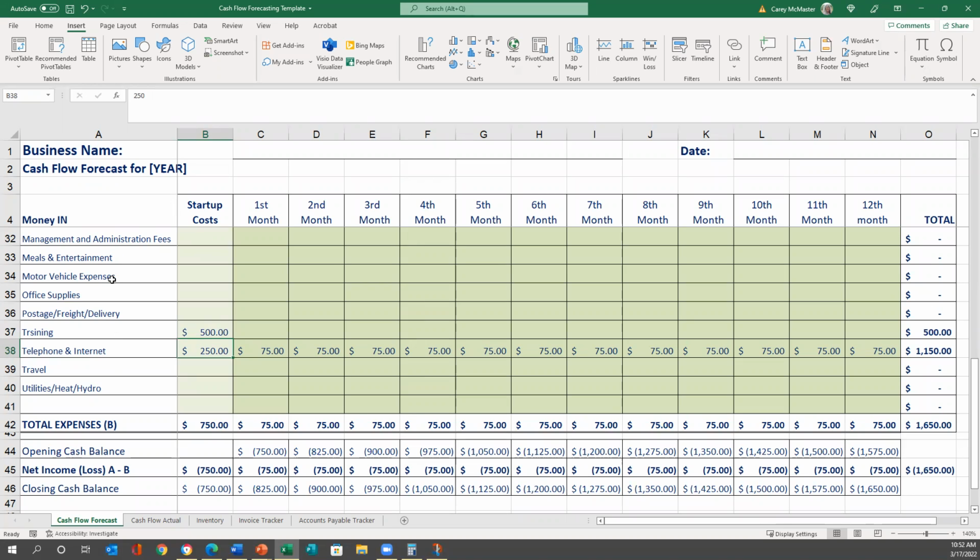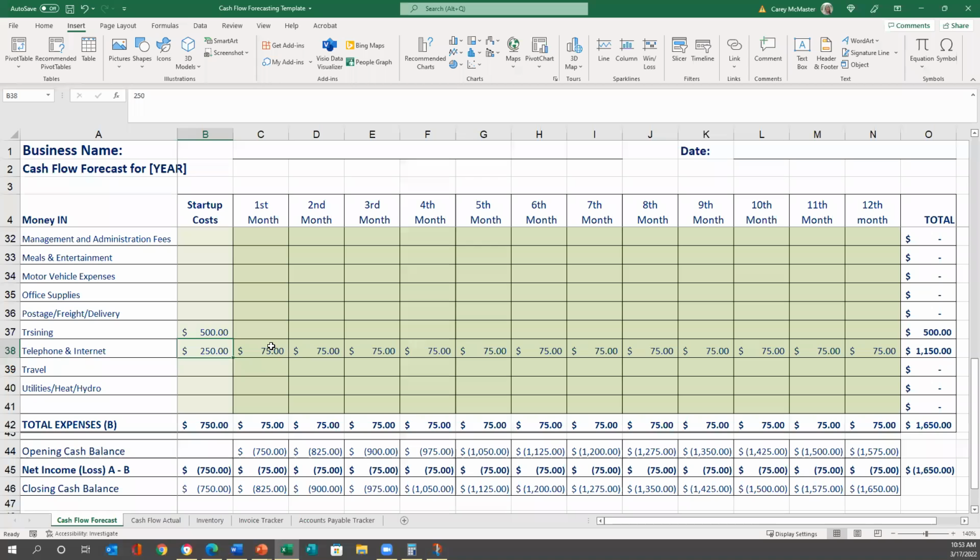What I recommend is when you first download the template, save it as a master file, and then save another file as a working copy. And then you always have the master file in case you accidentally change any of the formulas in these cells, and that will help you move forward.